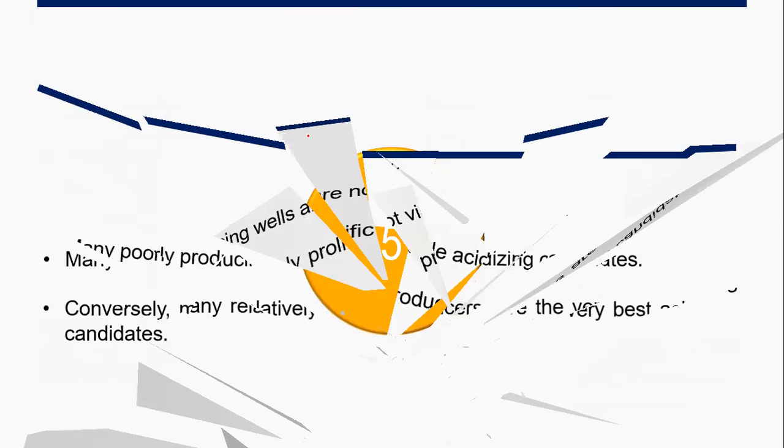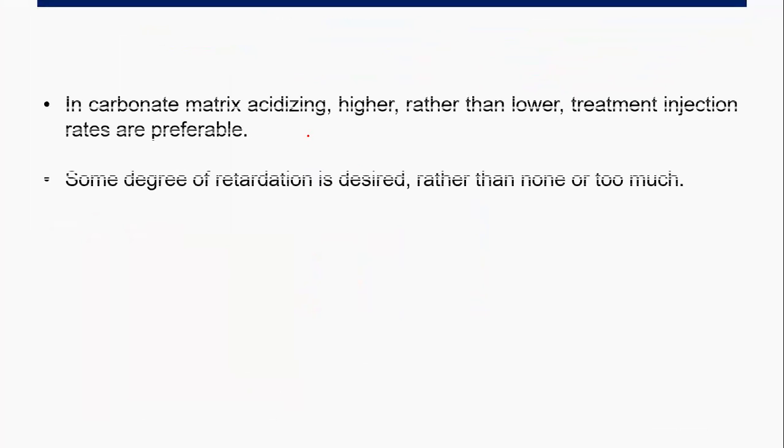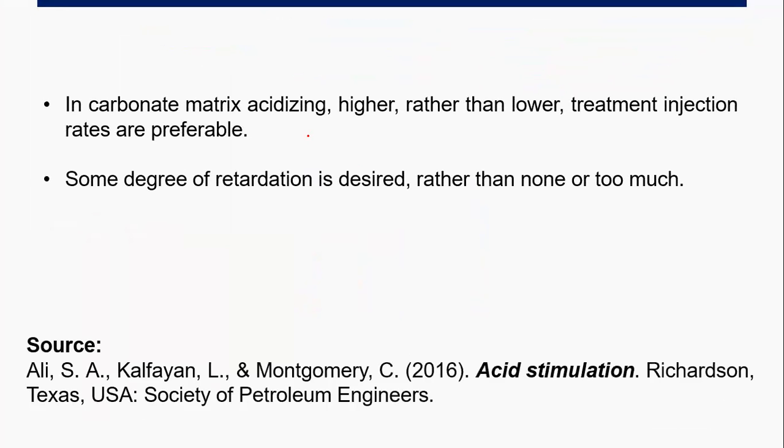Okay, and the last one. In carbonate matrix acidizing, higher rather than lower treatment injection rates are preferable. Some degree of retardation is desired rather than none or too much. Okay, again, if you perform matrix acidizing in carbonate formation, then a higher injection rate is more preferable than a low injection rate.